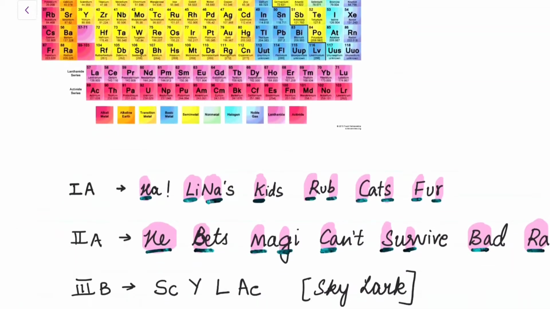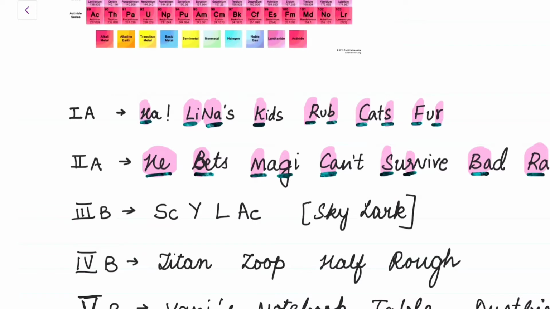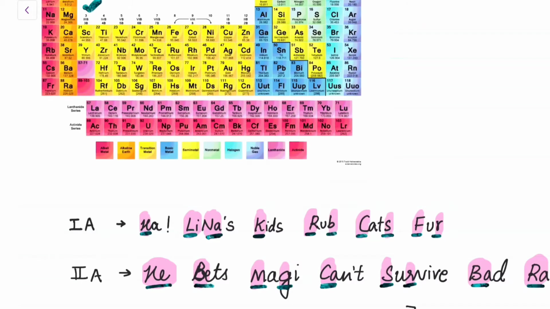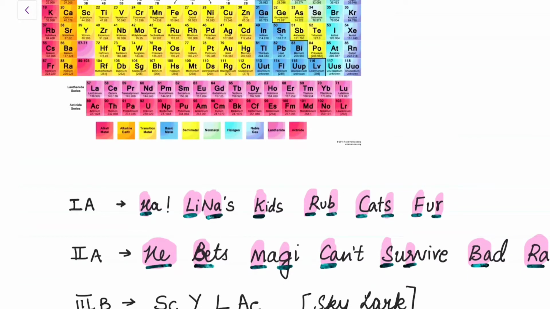So it is skylark. So you can remember it by skylark. Lark is actually a bird, right? So Sc for scandium, Y for yttrium, and L for lanthanum, and Ac for actinium. So scandium, yttrium, lanthanum, and actinium. So skylark. Okay. So that is for 3B.